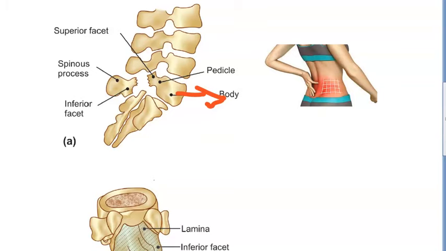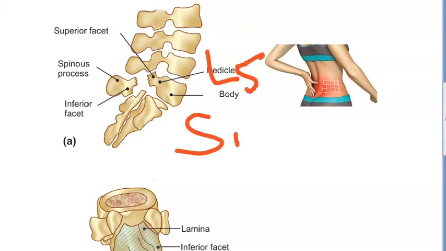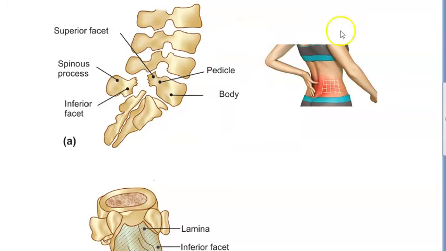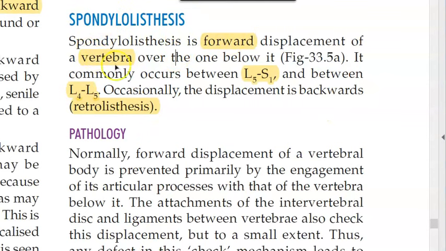So it can happen in your lumbar spine. You can just remember L5 S1 or between L4 L5. Just remember this, the lumbar spine. These people will have lower backache. So spondylolisthesis is forward displacement of the vertebra between L5 S1 or L4 L5. This is of the vertebra, remember, not of the disc. And sometimes it can go backwards also. That is called retrolisthesis.